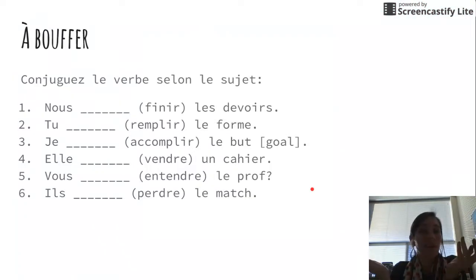Okay, that's all you've got to do for conjugating. It's really easy. Just like you did with your ER verbs, you memorize your endings, and then you can conjugate every single IR or RE regular verb.